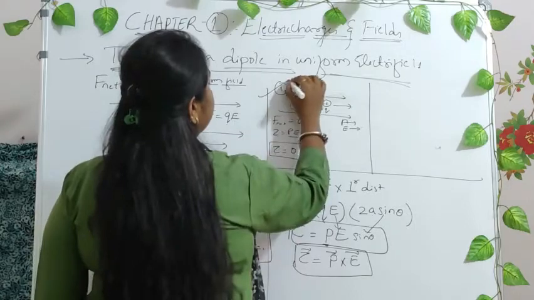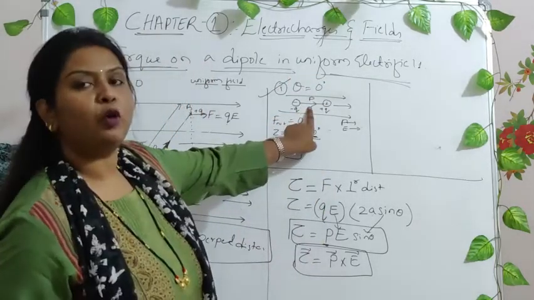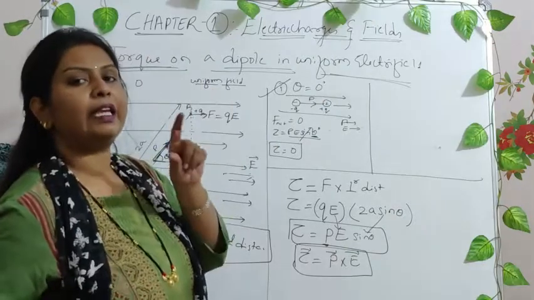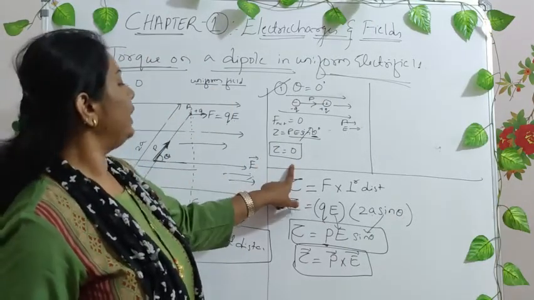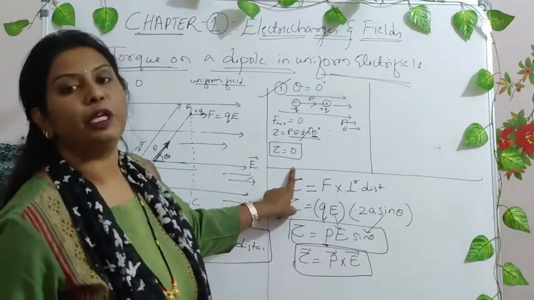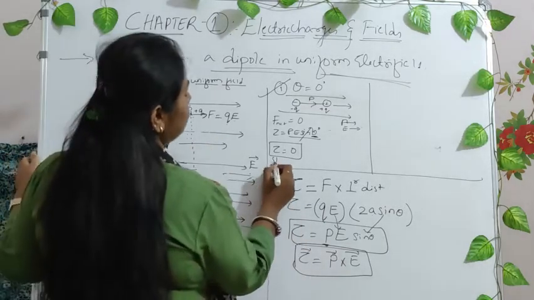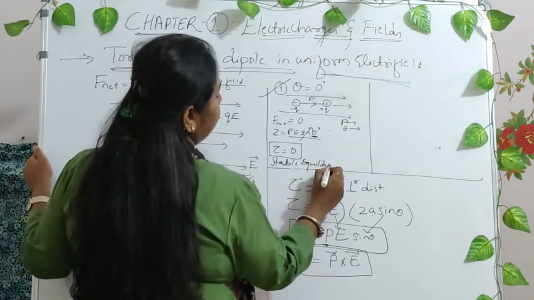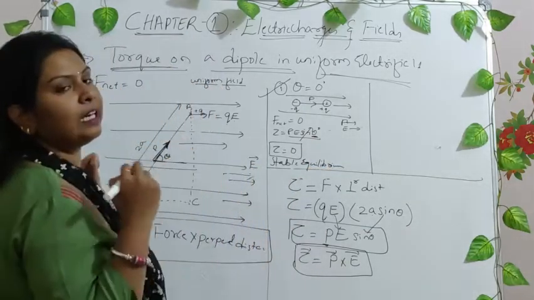This particular condition, where the dipole moment and the electric field are in the same direction and theta making an angle 0, will be called the stable equilibrium condition. This condition is called stable equilibrium.